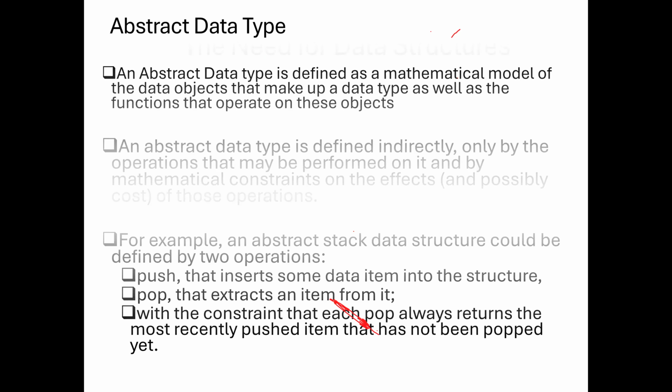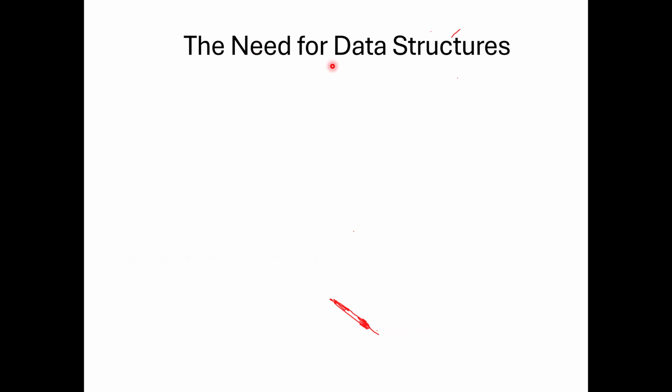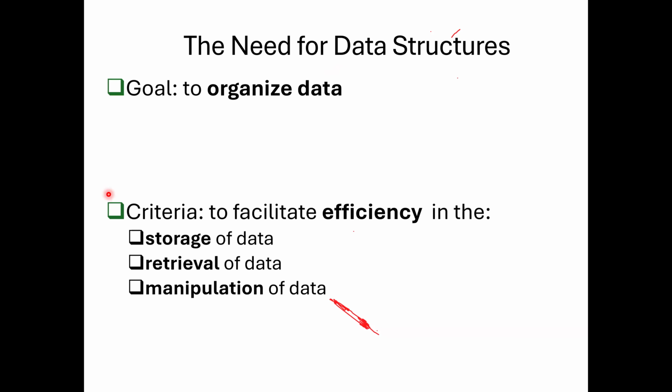So in our course this semester, we are going to be creating these abstract data types. We are going to learn how to create data structures that have the properties that we need to solve the kinds of problems that we are trying to solve in the most efficient manner. So the question is, why do we need data structures? As I said, the goal of all data structures is to help us organize data.